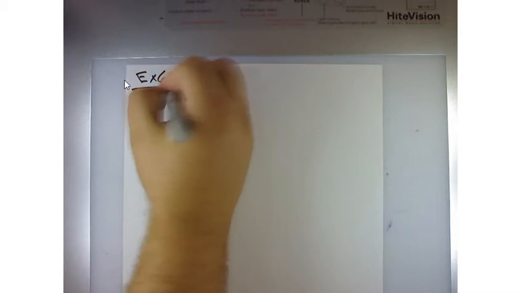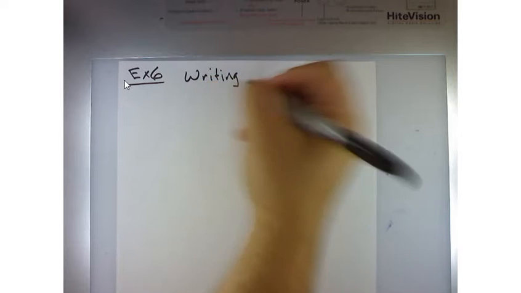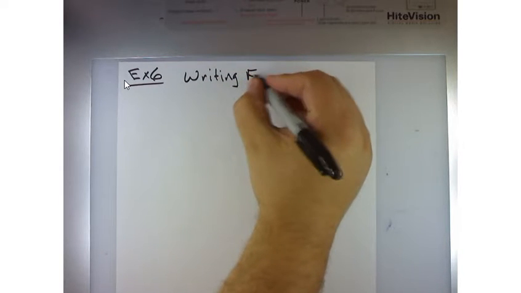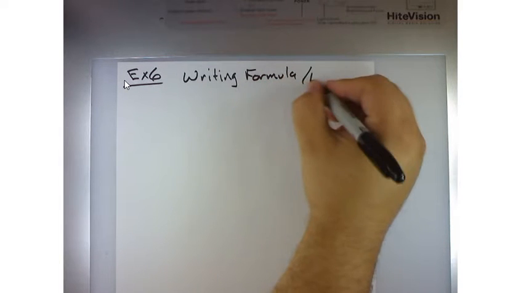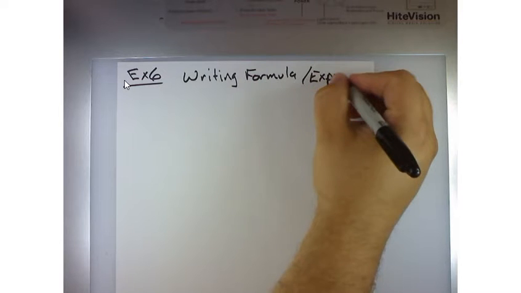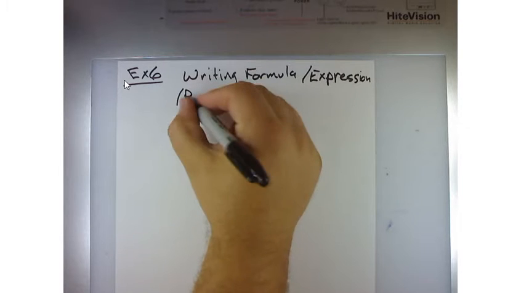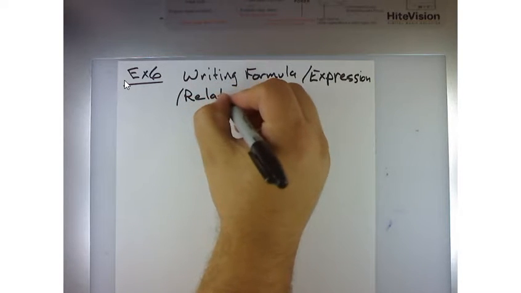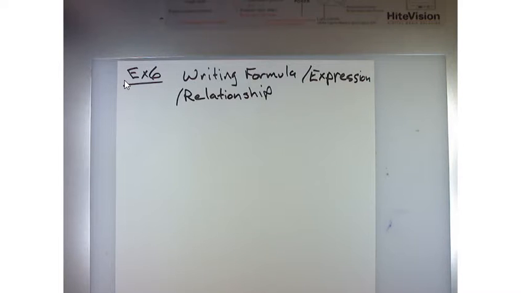Example number 6 says writing formulas for piecewise functions. Your book says formulas, and that word's okay. But sometimes you might want to think of the word expression or relation. We'll talk more about that in a little bit. But basically, we're going to plug stuff in. And when we plug stuff in, we usually use the term formula, but it may be written as a relationship, it may be written as an expression.